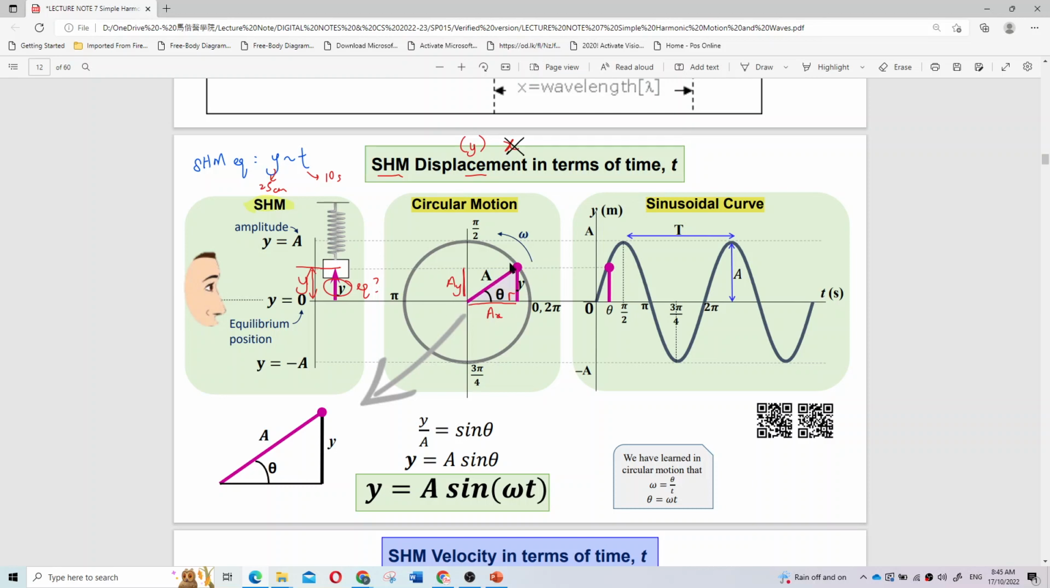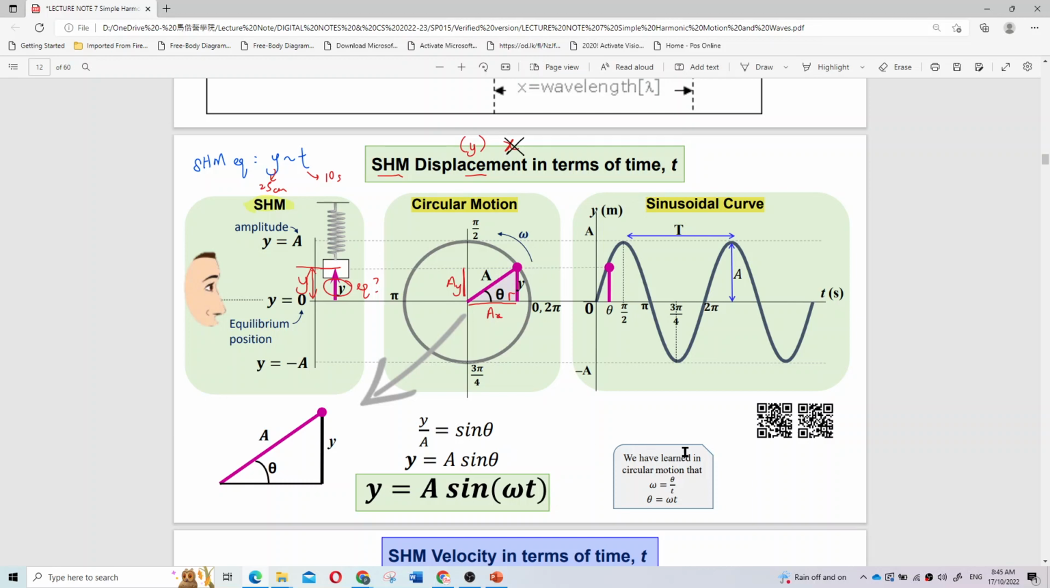So how to get the y component of the amplitude? Ax is A cos theta, right? A cos theta. Ay is? A sin theta. That's why ay, which is the y component, is A sin theta. You see? A sin theta. Can you see it? Yes, sir.